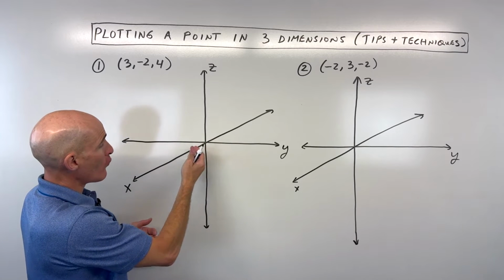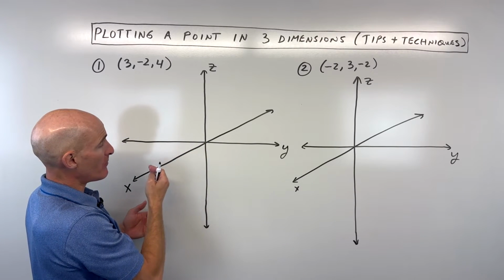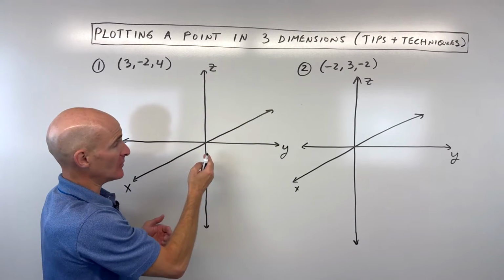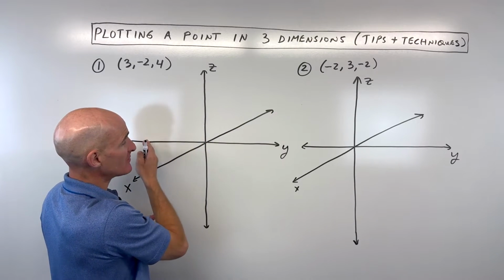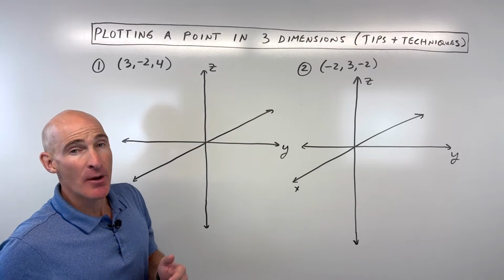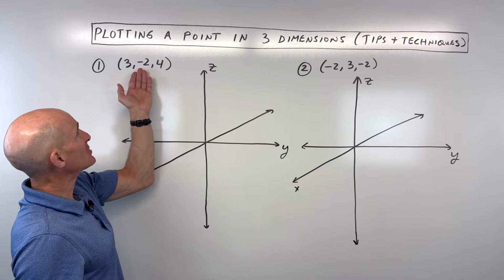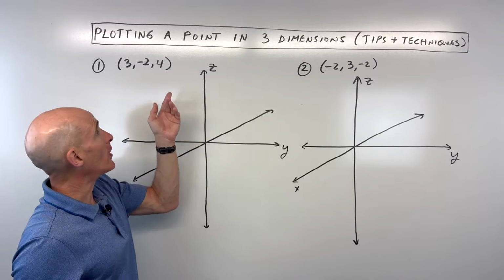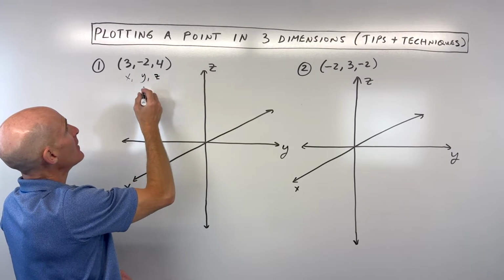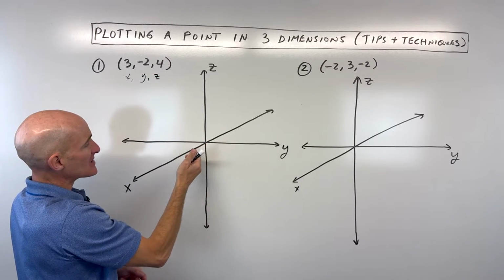So when you go forward or out of the page, that's going to be a positive direction in the x-axis. When you go back, that's negative. With the y, when you go to the right, it's positive, left, it's negative, and z, up is positive, down is negative. But then how do we get a good representation of this point (3, -2, 4)? This is in alphabetical order, x, y, and z, right? So we're going to go 3 in the x-axis, positive.